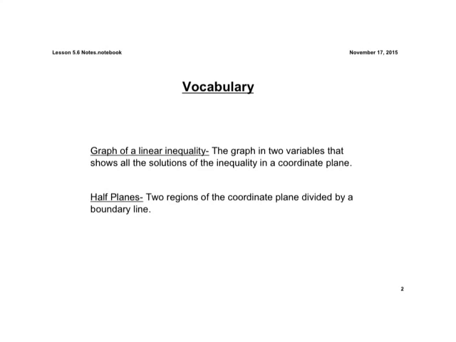So pause the video here a second, write these two vocab words down in your student journal. The first one is the graph of a linear inequality. That's what we're working with today. That's the graph with two variables that shows all the solutions of the inequality. The second vocab word is a half plane, which is two regions that the line we're going to graph today will split our coordinate plane into. It's divided by what we call a boundary line.